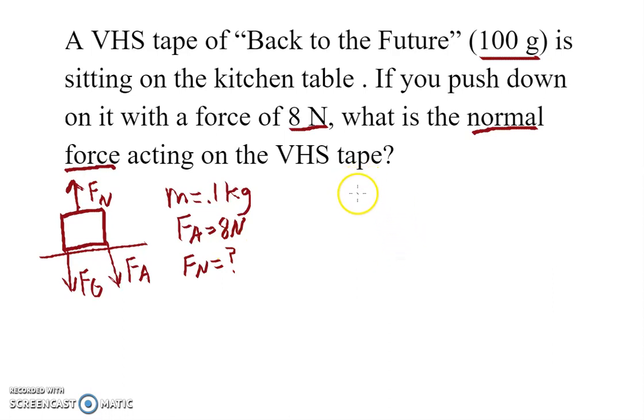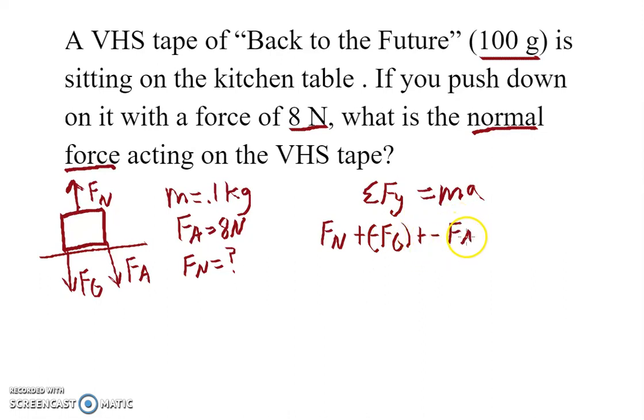The next thing would be, if we're looking to figure out a force, and we know something about forces, it's probably the second law in the vertical direction, the y direction. The net force is going to equal m times a. So let's write out all the forces present. What do we got? Fn plus negative Fg plus negative Fa, and those two forces are negative because they're down. It's equal to Ma.